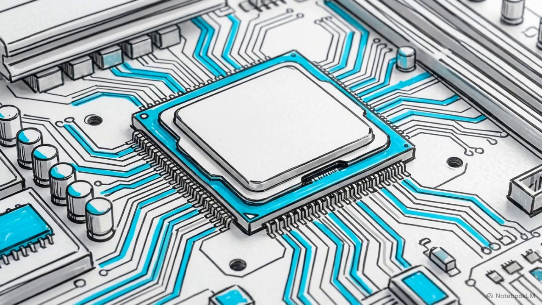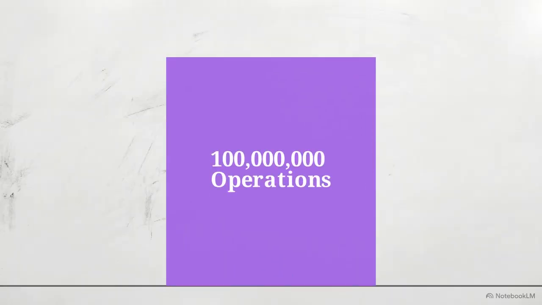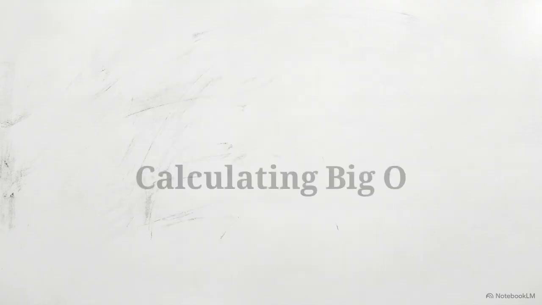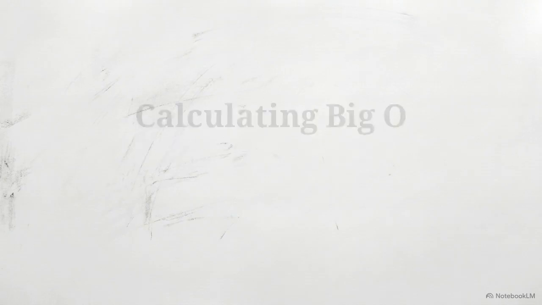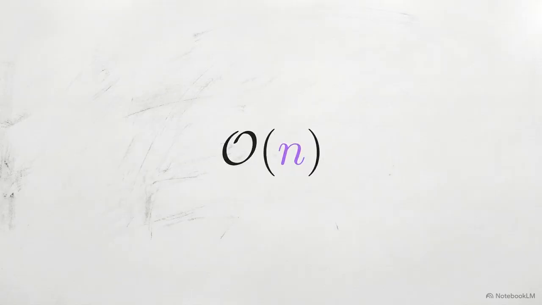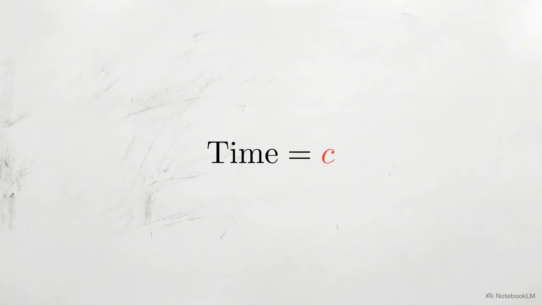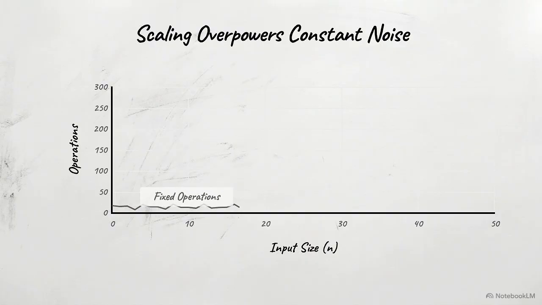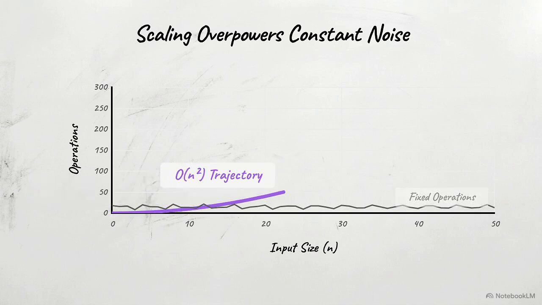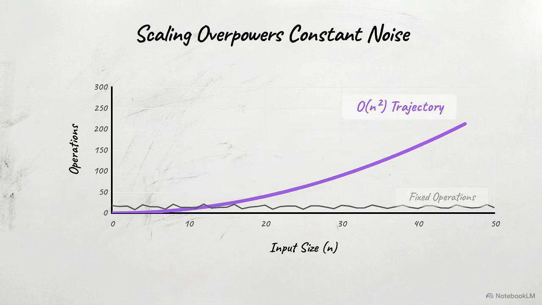A modern processor can handle roughly 100 million instructions in a single second. At that massive scale, adding 1 or 2 fixed, unchanging steps to our code has 0 measurable impact on performance. Because of this, when calculating big O, we drop the constants. If our code takes a fixed number of steps, c, plus a variable number of steps, n, we ignore the c. The complexity is simply big O of n. And if a piece of code is entirely fixed, we denote it as big O of 1. The exact number of small fixed operations is just noise. Big O notation only cares about the trajectory of the algorithm, how it scales when the variable input grows.